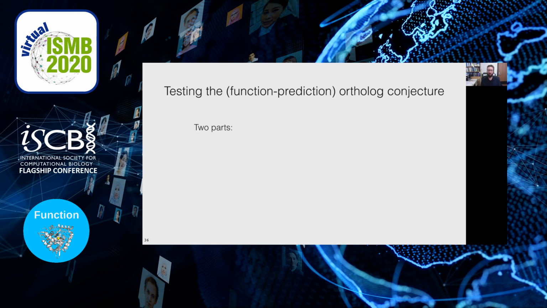Okay, so two parts to testing the function prediction conjecture. First, which are more functionally similar, orthologs or paralogs? And second, even if we find that orthologs are more similar, they're only a little bit more similar. That's what all of the data suggests so far. So how much do we lose by excluding paralogs? Why should we be excluding paralogs at all?